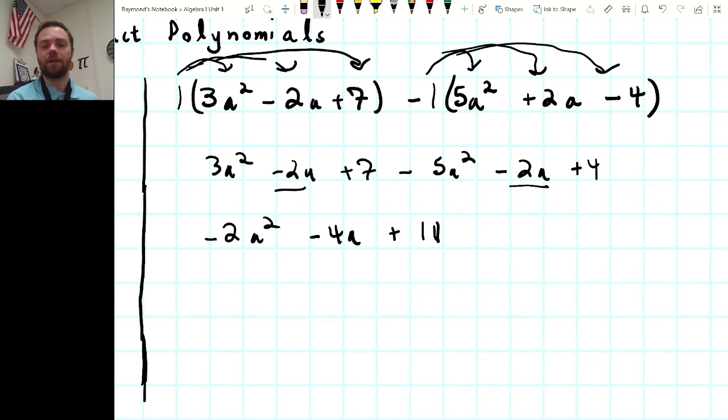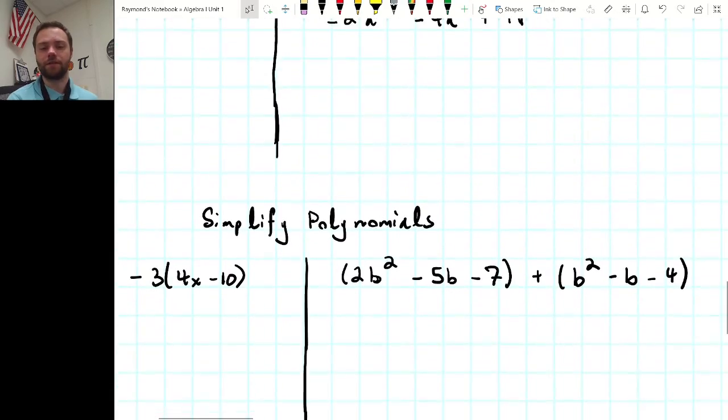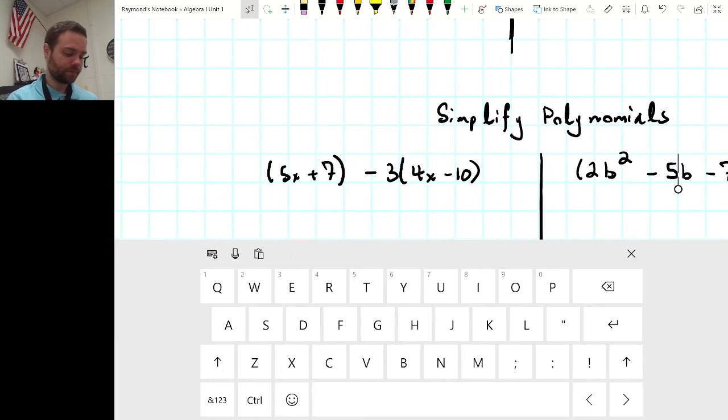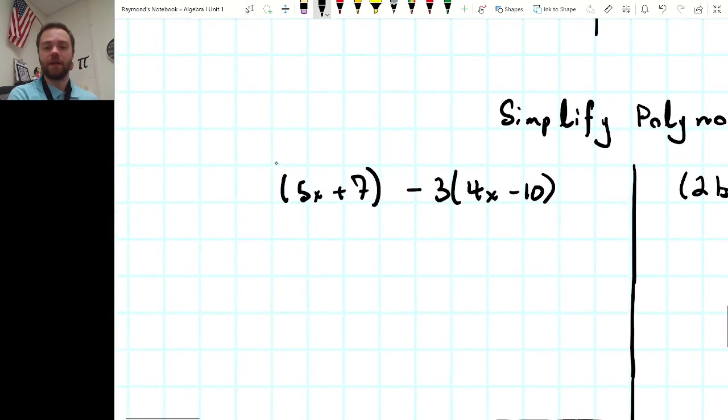So you're just combining the like terms, which is just adding the terms. So I'm adding the coefficients. So -2 plus -2 is -4. 3 plus -5 is -2. 7 plus 4 is 11. So adding coefficients. And then we've got some more down here to do. So I'm going to go ahead and do those and end this video.